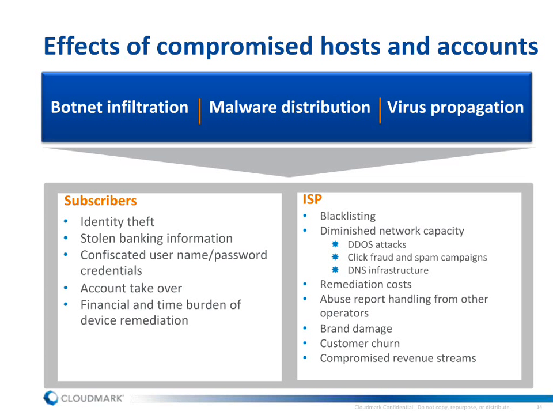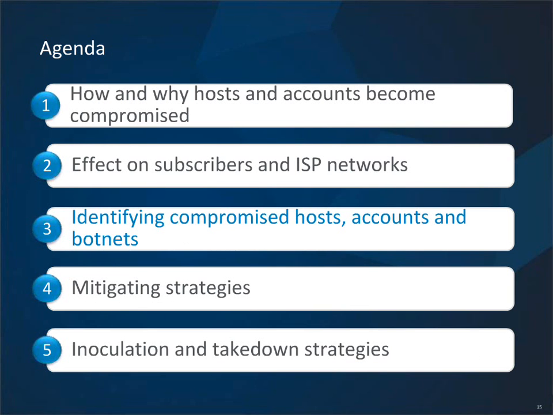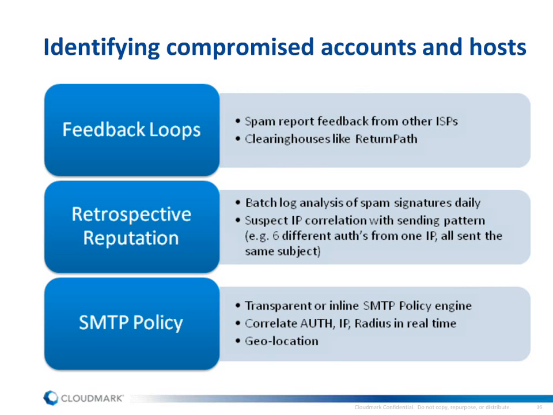Now that we know what these attacks are and the havoc they cause, let's explore how to identify them in your network. First, compromised accounts send spam and viruses out your outbound SMTP relays. So feedback loops allow ISPs to forward their end-user spam complaints back to the source. These complaints are a great signal to identify compromised accounts.